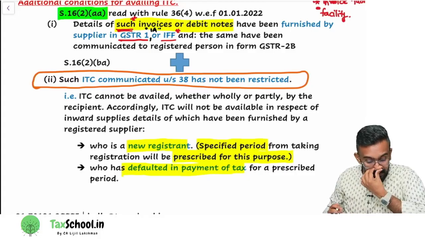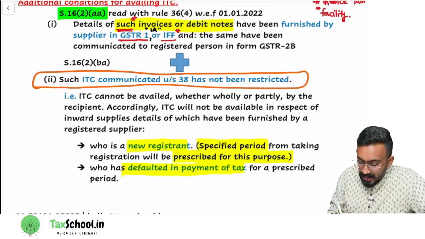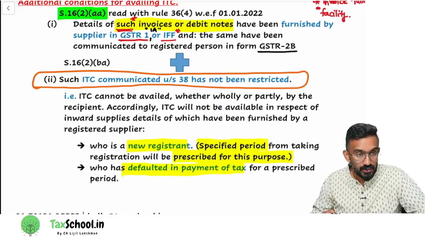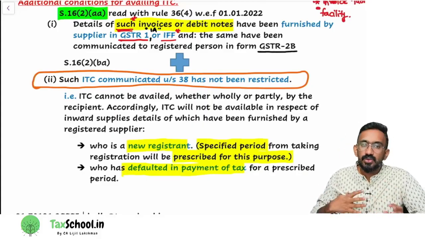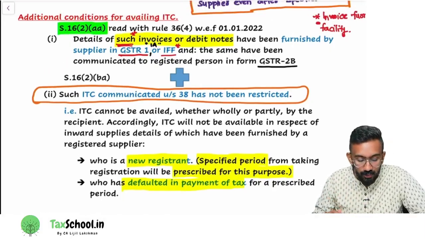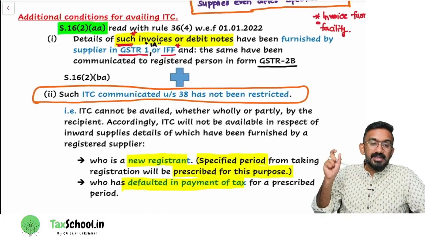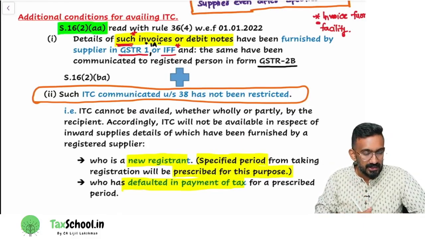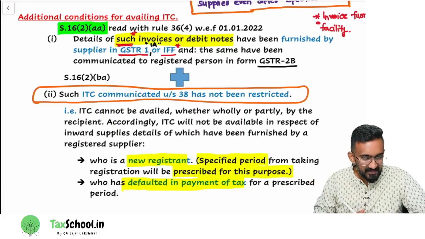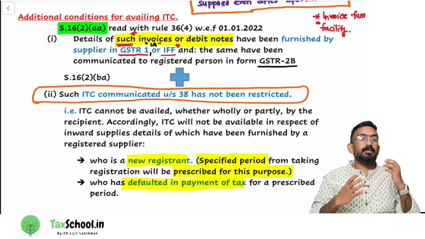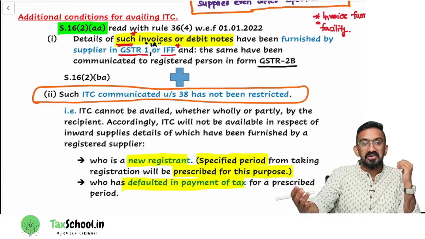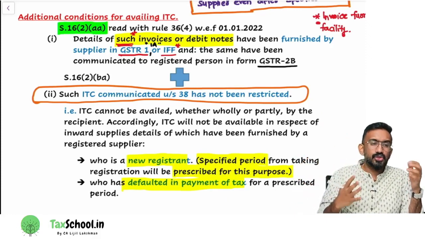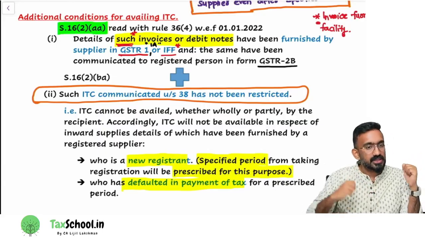And the same should have been communicated to the registered person as per section 37, which says that it should be communicated to them in GSTR 2B. Then only they can take the credit. So this brings a cross-checking opportunity for the government. When somebody is saying that I have made a purchase and I have the bill, how will the government know whether you really have the bill? They said your supplier, you're saying that you purchased something, right? Your supplier should have uploaded this particular document in their GSTR 1 or used IFF, and it should be reflected in the GSTR 2B of the recipient.